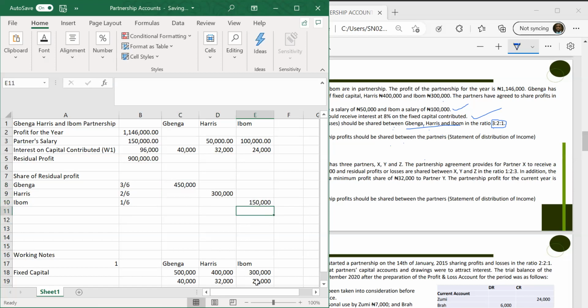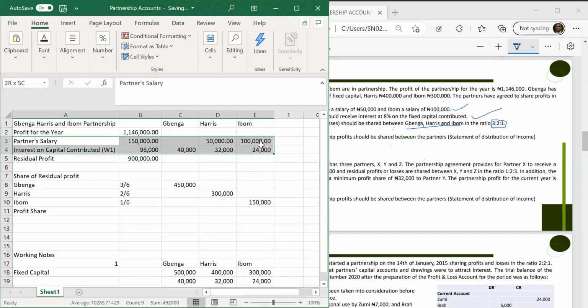150,000. So now that we have done this, the only other part that is remaining is to add how much each person is taking for their profit share. How much did Benga take? Everything. You have to add the partner's salary. You would add the interest that Benga made on the capital contributed. You know, it's part of profit.